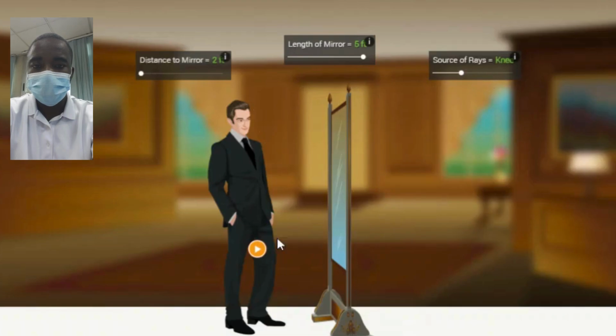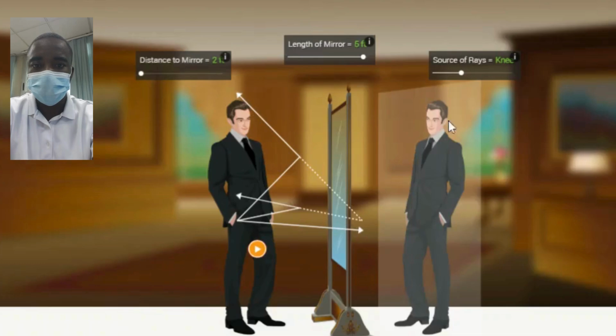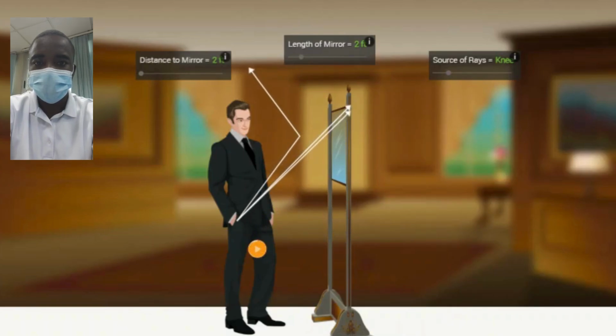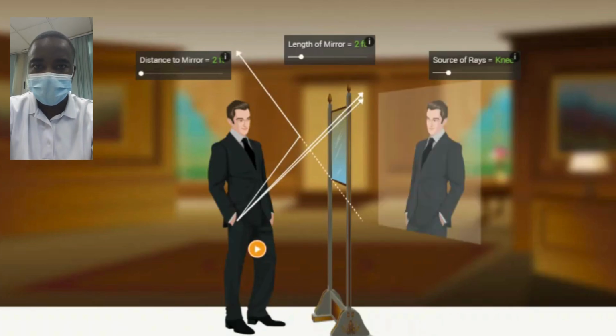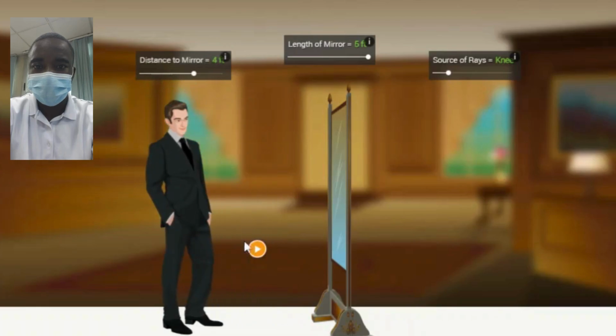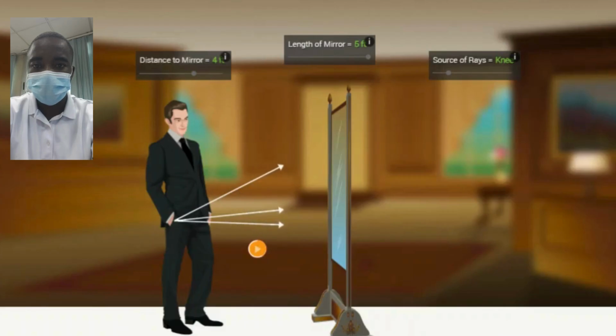Simulating image formation by a plane mirror provides an engaging, hands-on way to explore an essential physics concept. By adjusting the distance to the mirror, the length of the mirror, and the source of the ray, students can observe and analyze the effects of these variables in real time. This interactive approach not only deepens understanding, but also makes learning more exciting and memorable. Furthermore, the practical applications of plane mirror image formation extend far beyond the classroom. From everyday activities like using a bathroom mirror to advanced technological applications in engineering and science, the principles remain the same.